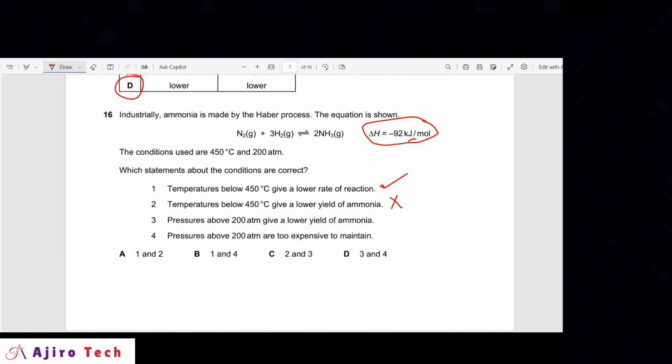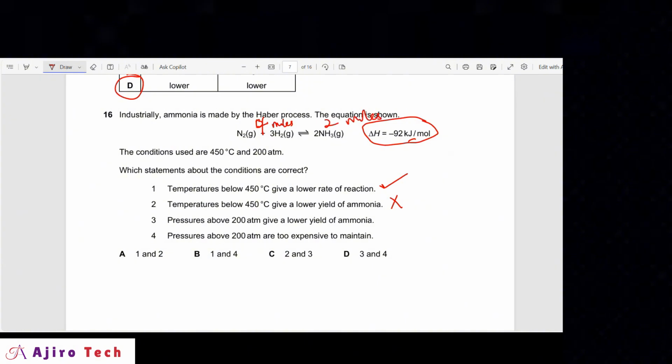The third point says pressures above 200 atm give a lower yield. Okay, for us to look at pressure, we have to look at the number of gaseous molecules involved. So for the reactants, we have four moles of gas involved. That's 3 plus 1 here. And for the product, we have just 2 moles of gas.